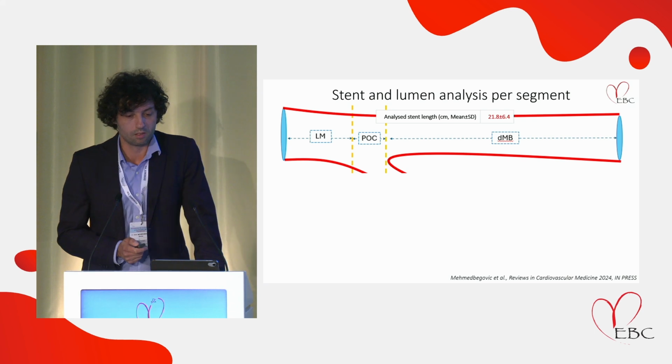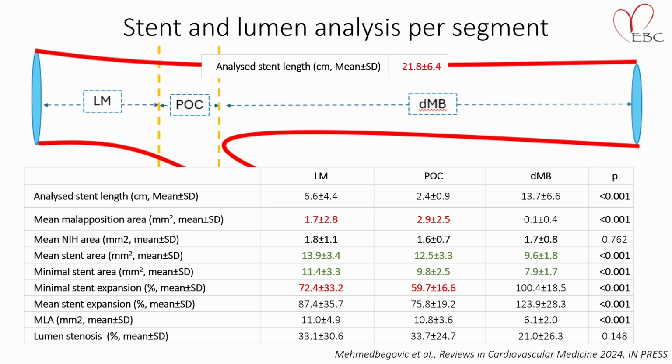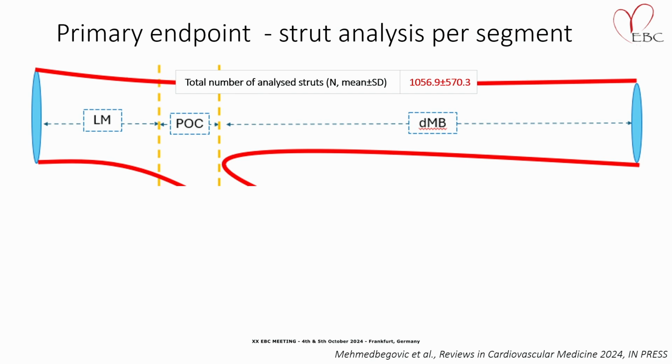So we now come to the stent analysis. We analyzed a total stent length of 21.8 millimeters, and we found that the minimal stent area was quite larger in proximal segments, the left main and POT, compared to the distal main branch segment, despite having good numbers for the mean stent area of 14 and 12 square millimeters in proximal regions. But we saw the minimal stent expansion was suboptimal in these regions, reaching 72 and 60% in the POT region.